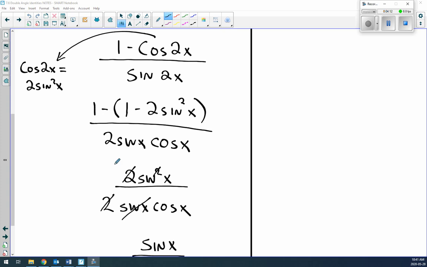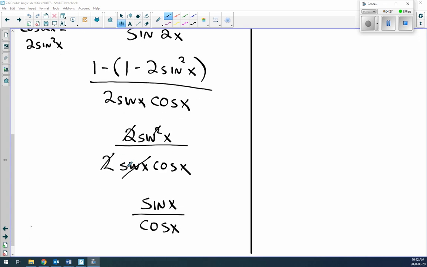Well, what do we do with this? We do the rearrangement on this. We end up with 2 sine squared x on the top. Where did we get this from the bottom? This 2 sine x cosine x. Well, that was just changing sine 2x into it. So then we end up with 2 sine x cosine x.